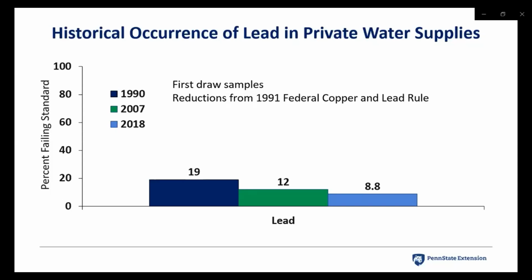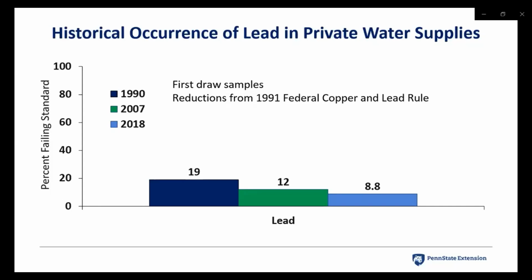Now, these are not the same homes, so this is not a perfect way to look at this, but these are fairly random samples of private water systems across the state. And we see that we've been able to cut the lead failure rate for private drinking water supplies from 19% down to about 9% over about a couple decade period.